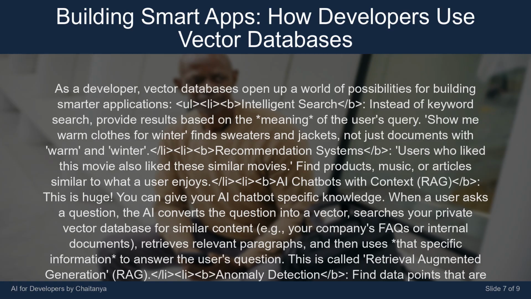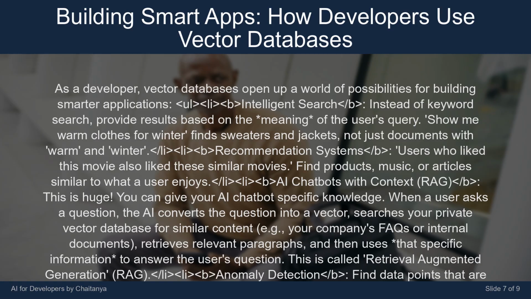AI chatbots with context, RAG. This is huge. You can give your AI chatbot specific knowledge. When a user asks a question, the AI converts the question into a vector. Searches your private vector database for similar content, e.g., your company's FAQs or internal documents. Retrieves relevant paragraphs, and then uses that specific information to answer the user's question. This is called retrieval augmented generation.